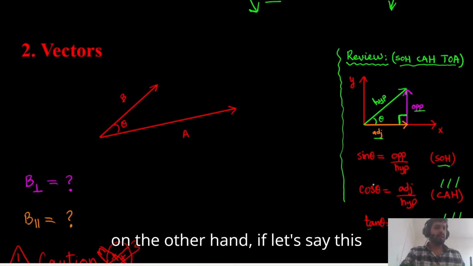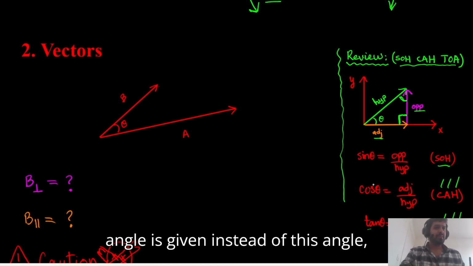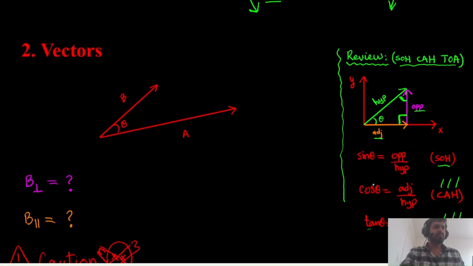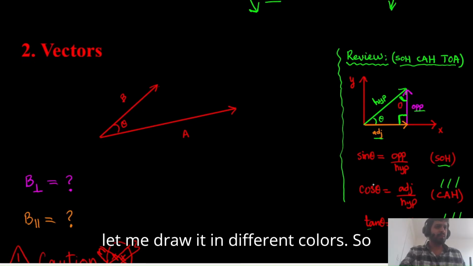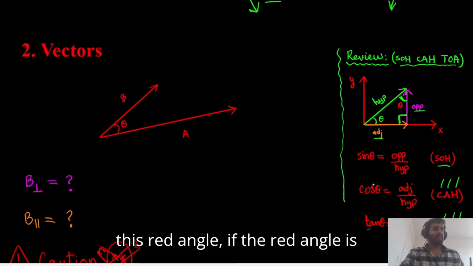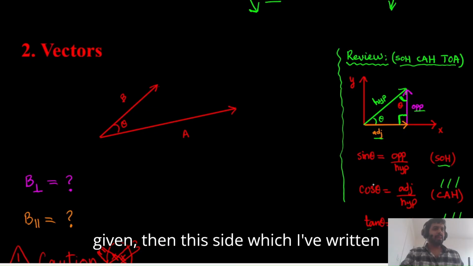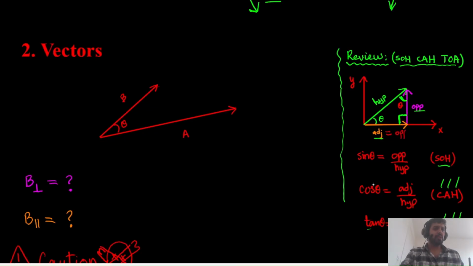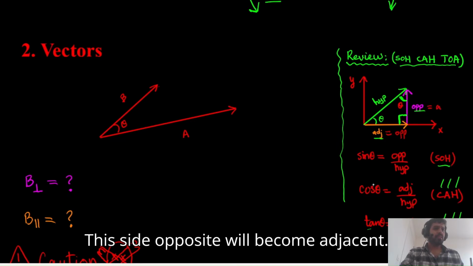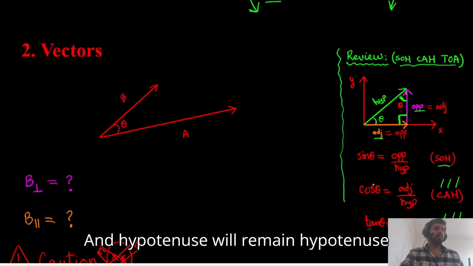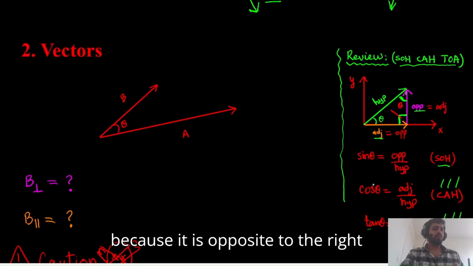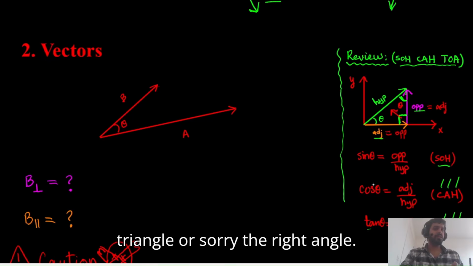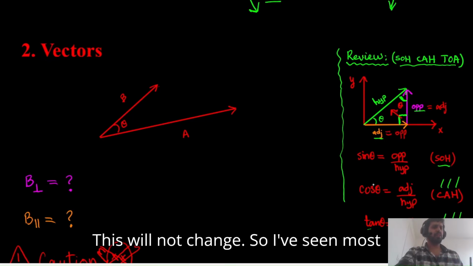But on the other hand, if let's say this angle is given instead of this angle, let me draw it in different colors. So if this red angle is given, then this side which I've written here, adjacent, will become opposite. This side, opposite, will become adjacent, and hypotenuse will remain hypotenuse because it is opposite to the right angle. This will not change.